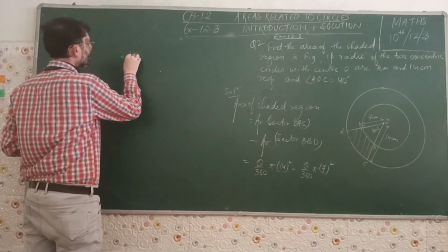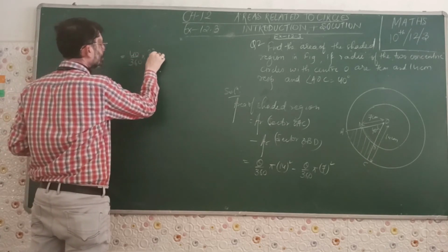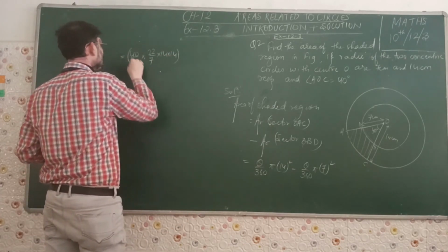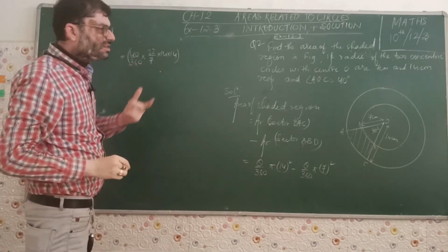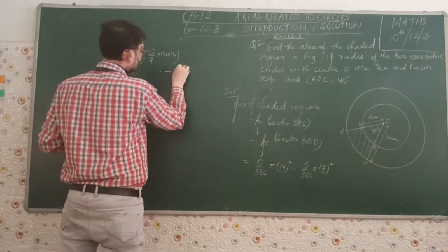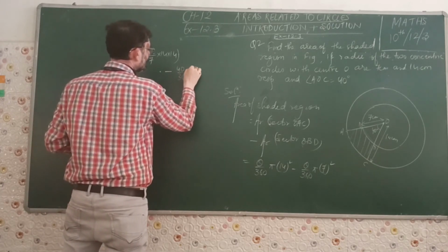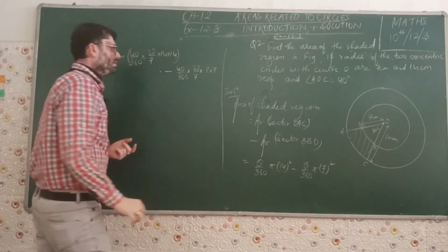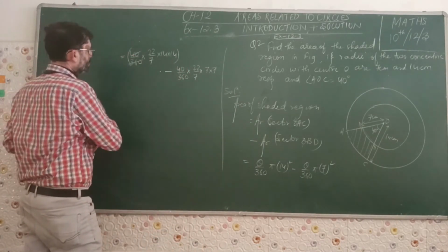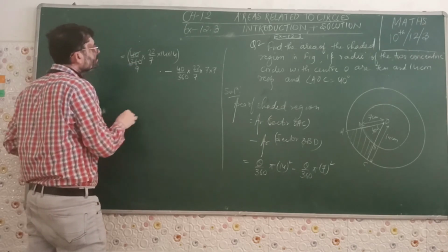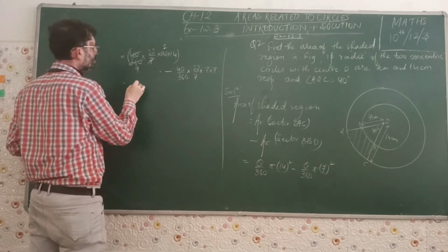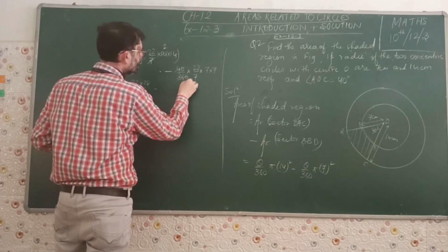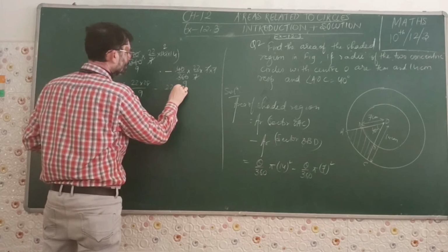So theta is 40 by 360, the value of pi is 22 by 7 into 14 into 14. So this is the area of the outer sector or the bigger sector, you can say, minus theta, that is 40 by 360 into 22 by 7 into 7 into 7, that is the radius of the smaller sector. Let us simplify it. 40 by 360 is 1 by 9, 7 and 7 cancel, 14 into 14 by 7 is 28. So this is 22 into 28 by 9 minus, this is again 7 and 7 cancel, 22 into 7 by 9.